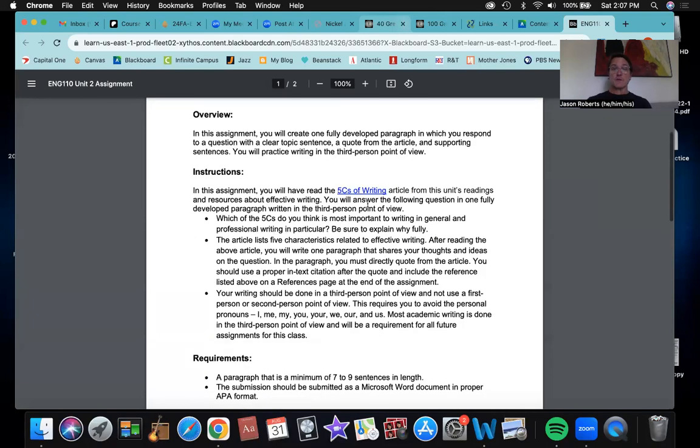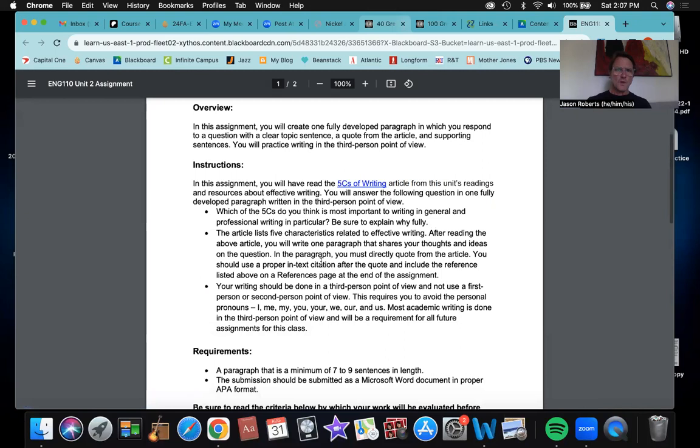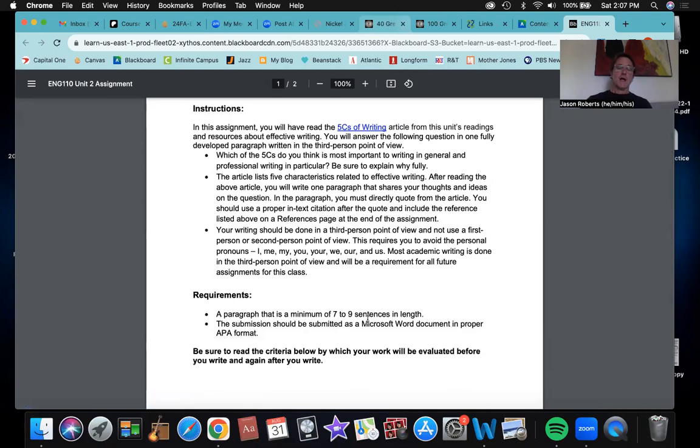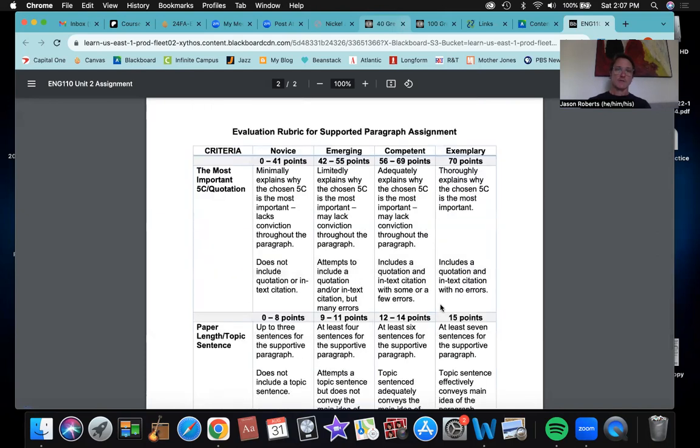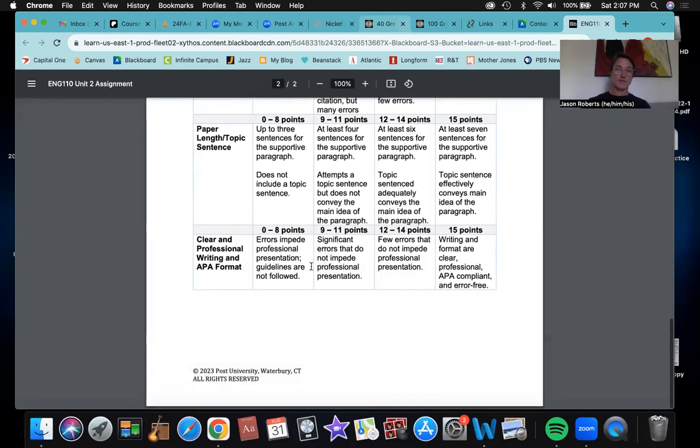So this is responding to the 5 C's of writing. You'll answer all the questions here, 7 to 9 sentences in length for each paragraph. So this is one paragraph, 7 to 9 sentences. So it's not a really long assignment. The rubric, again, is down here, gives you an idea of how I'm going to be grading it. And you see clear and professional writing in APA format, 0 to 8 points, all the way up to 15 points.